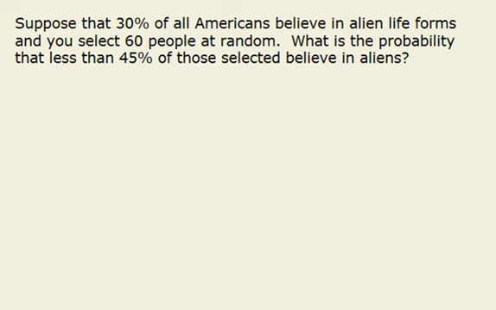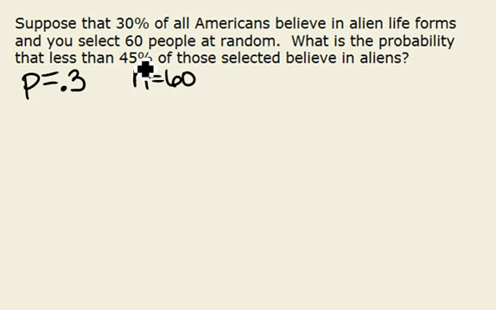Suppose that 30% of all Americans believe in alien life forms and you're going to select 60 people at random. We want to know the probability that less than 45% of those selected believe in aliens. This is a proportion problem where we're given the proportion within the population as being 30%, so our population proportion p is equal to 0.3. We're looking at selecting 60 people, so we have a sample size of n equal to 60.